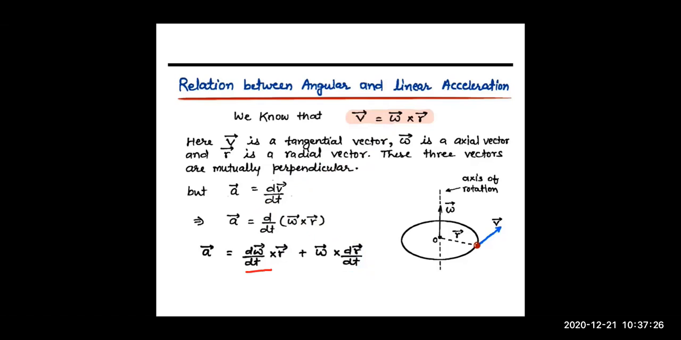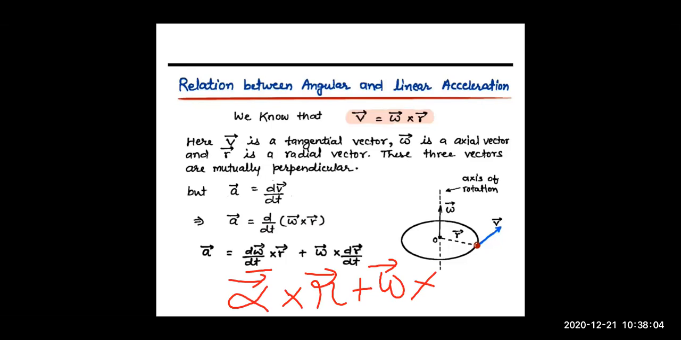Yes, rate of change of angular velocity will be angular acceleration, which is denoted by alpha. So you will have alpha cross r plus omega cross dr by dt. Here r is the position vector, right? So here r is the radius. If we talk about magnitude, it is the radius of the circle, right?